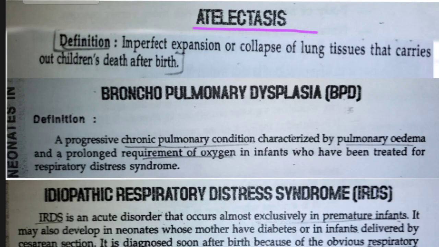Atelectasis. This is a condition where the lung is collapsed either partially or fully. The collapsed lung is actually filled with fluid. In this condition, if the child is not treated properly, it may lead to death. And next, bronchopulmonary dysplasia.